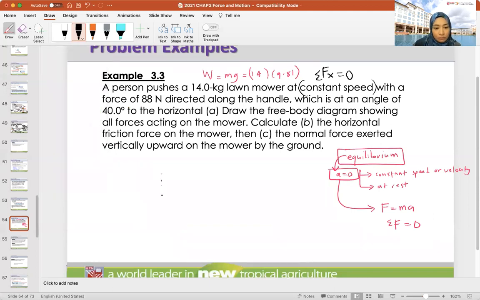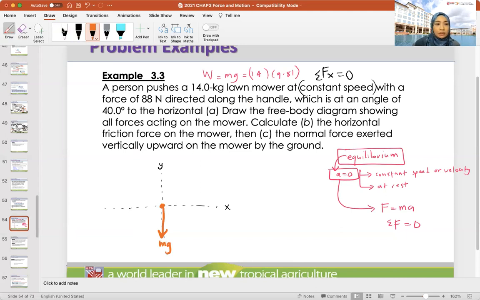Okay. So this is our axis. Kita dah tahu our lawnmower is being pushed in the x-axis. Therefore, our axis should be parallel to the motion. So we have our y-axis and x-axis like this lah. Now I'm drawing the free body diagram. This is the lawnmower. We start with the weight, mg, and we know that there is a force of 88 newton directed along the handle.